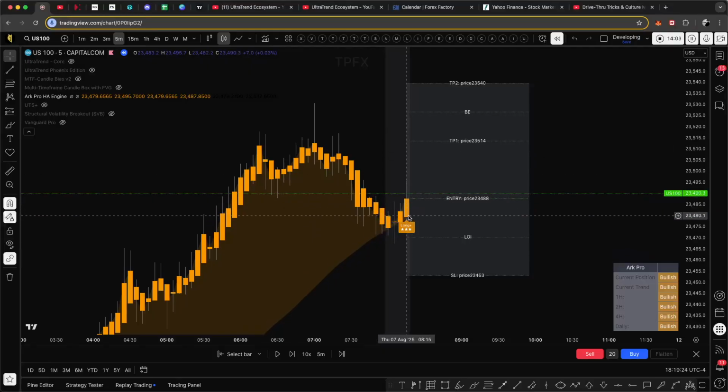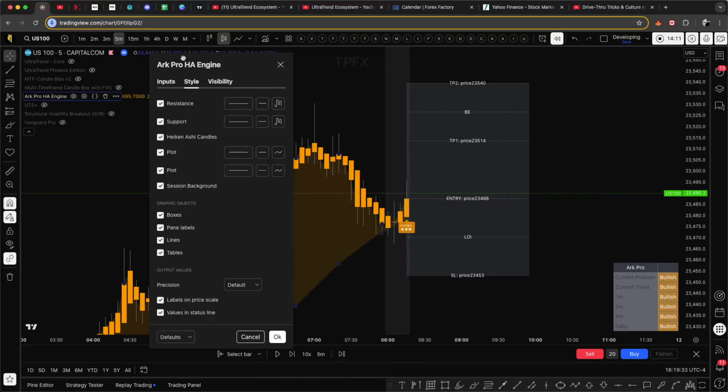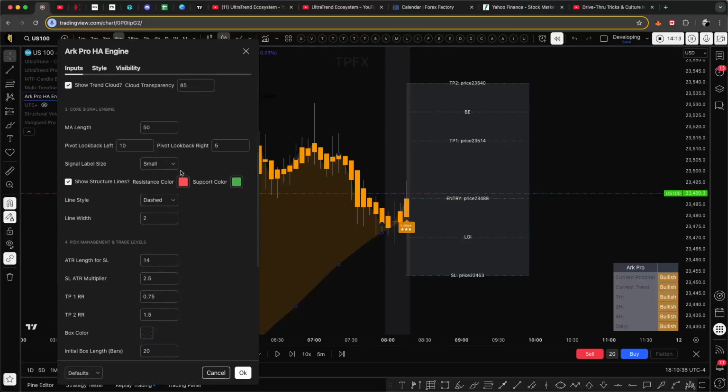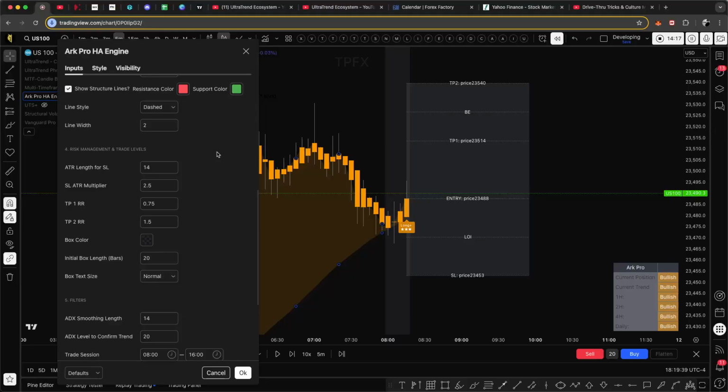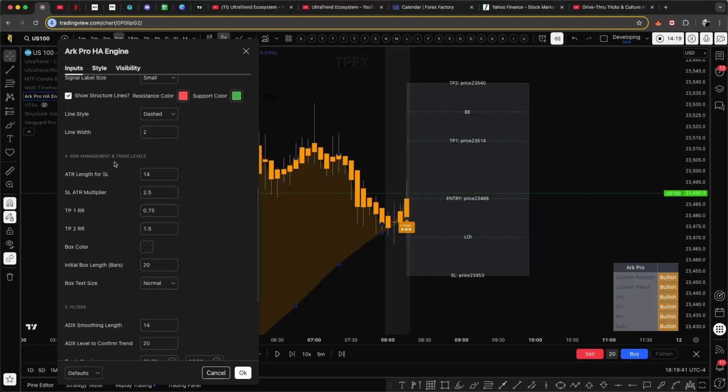So the indicator is pretty much giving the signal on that candle, prints the stop loss, LOI level, and right there gives you a 1 to 2. I think I have it on 1 to 2. No, that's 1 to 1.5, I guess. 1 to 1.5. So when we scroll down a little bit here on the settings, you see I have Nasdaq set the ATR multiplier on 2.5.